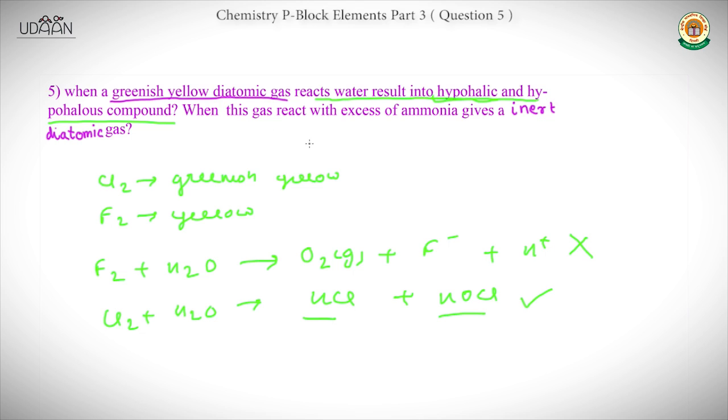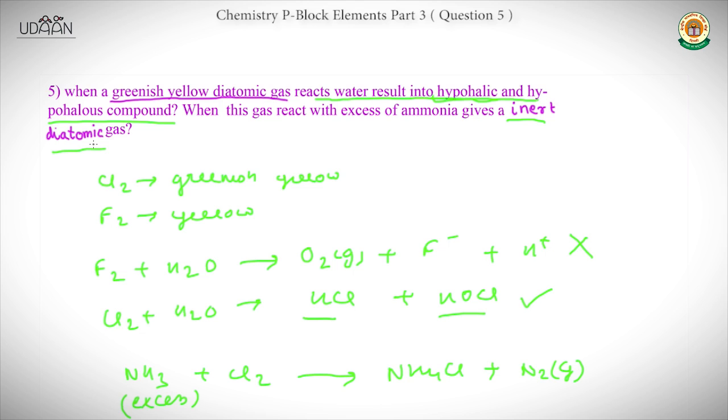And when this gas reacts with the excess of ammonia, it gives the inert diatomic gas. So which compound do we have to react? Ammonia, which is in excess, reacts with Cl2. When we react it with chlorine, we will get ammonium chloride plus N2 gas, which is the inert diatomic gas.